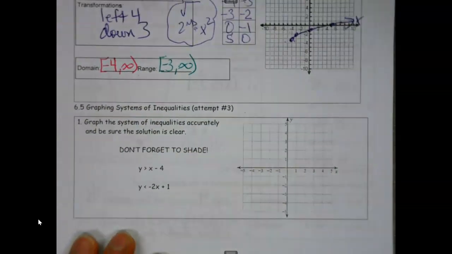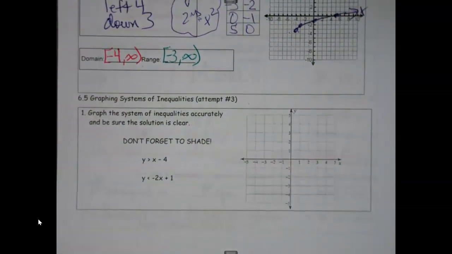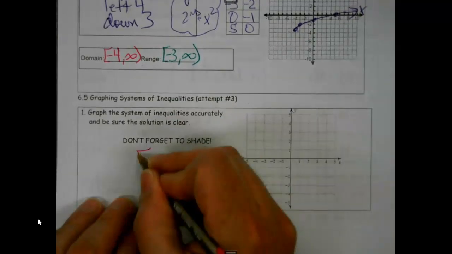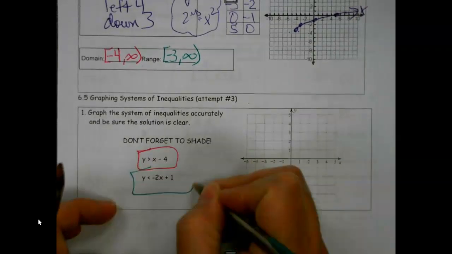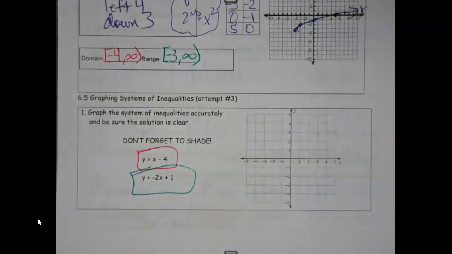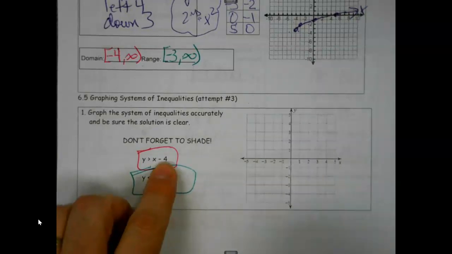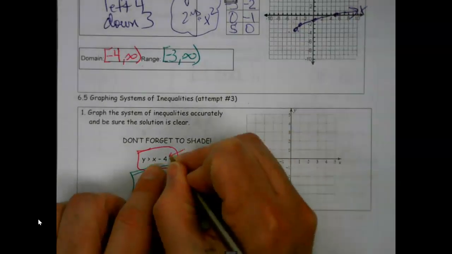Hardy, I can't do this. Oh, you can. Graph the system and be sure the solution is clear. Okay, I'm going to graph this in 2 colors. It's a good plan. At this point, we have to be able to graph a line. If you can't, I'll show you an option, but I'm just going to do it on my own here. At the start, there is my y-intercept.